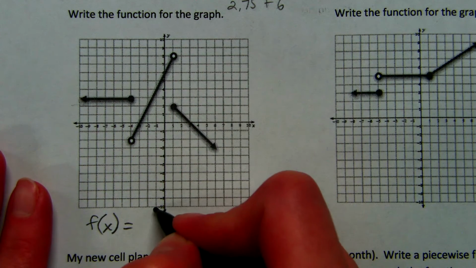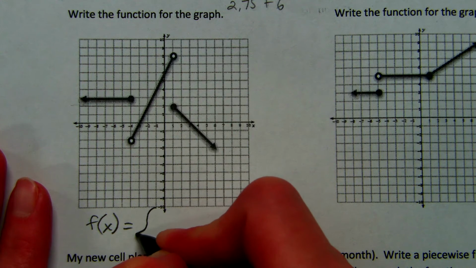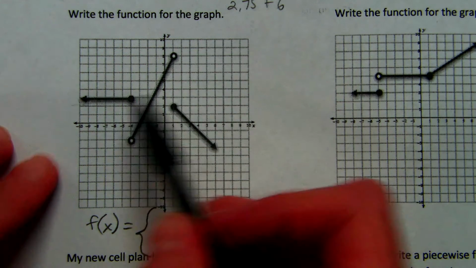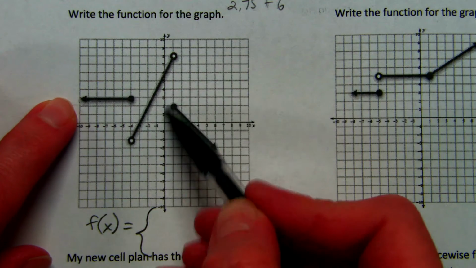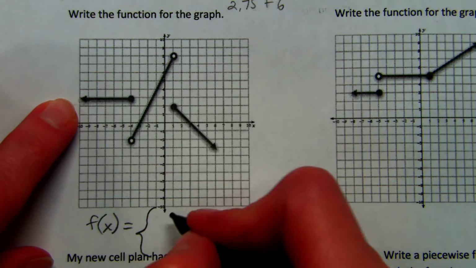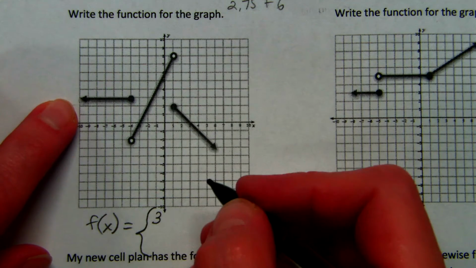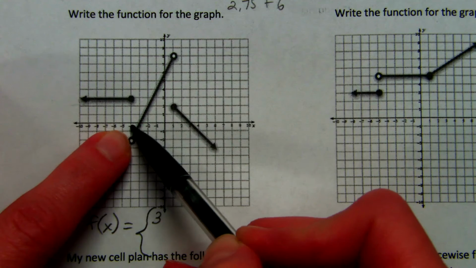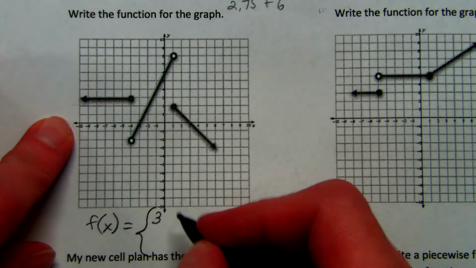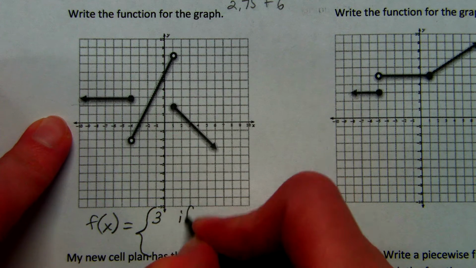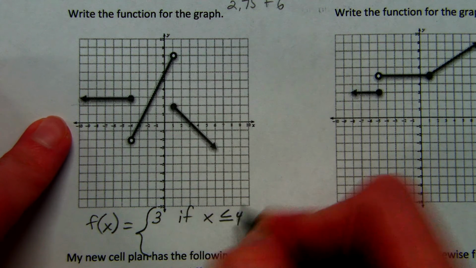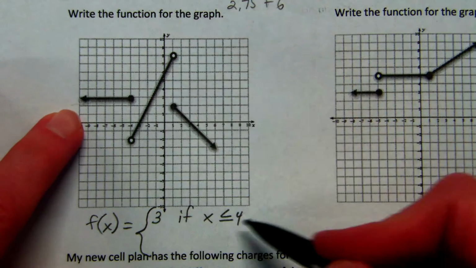And then you make your big bracket just the best you can. I don't grade on your artwork. So this little piece is at a height of 3. So I'm just going to say the first one is just 3. Well, where is it 3? It's 3 from x is negative 4 to the left. So it's 3. You write the word if x is less than or equal to 4. So since that point's filled in, I did the equal to.